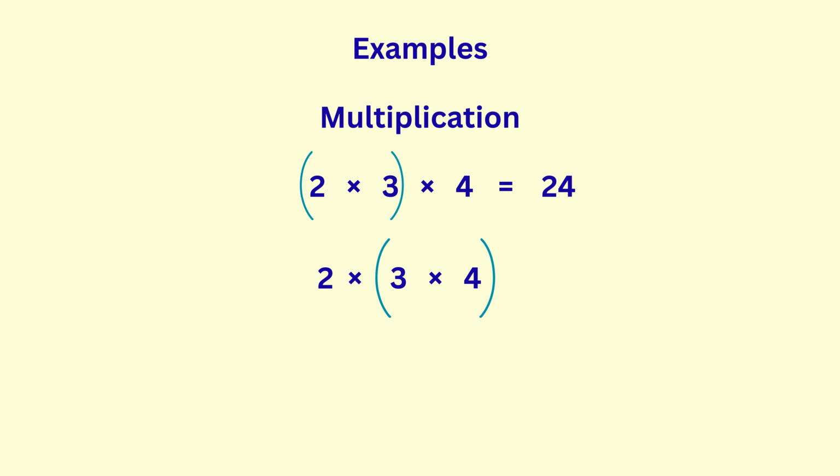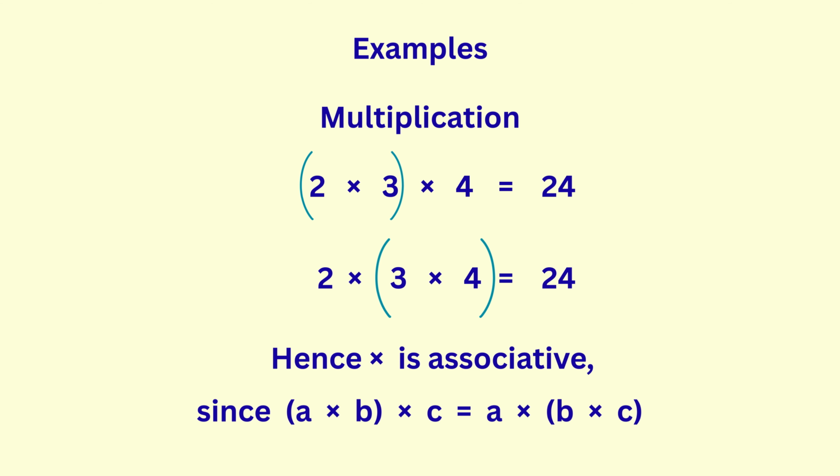If we multiply these three numbers, we could multiply the first two numbers to get 6, then times 4 gives us 24. Or we could multiply the last two first and get 12, and 2 times 12 gives us the same 24. So multiplication is also associative, since it doesn't matter if you multiply the first two or the last two before multiplying by the third number.